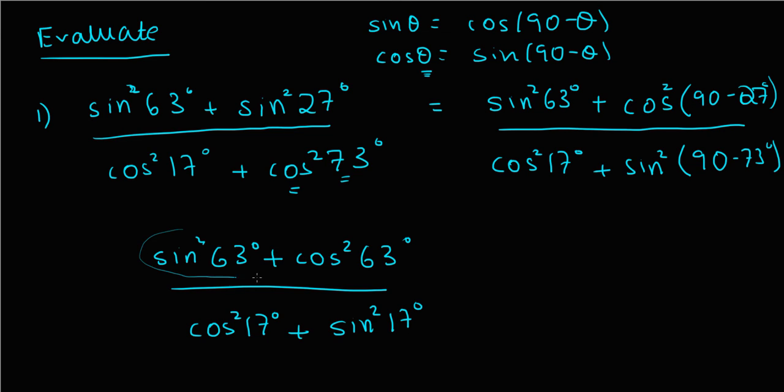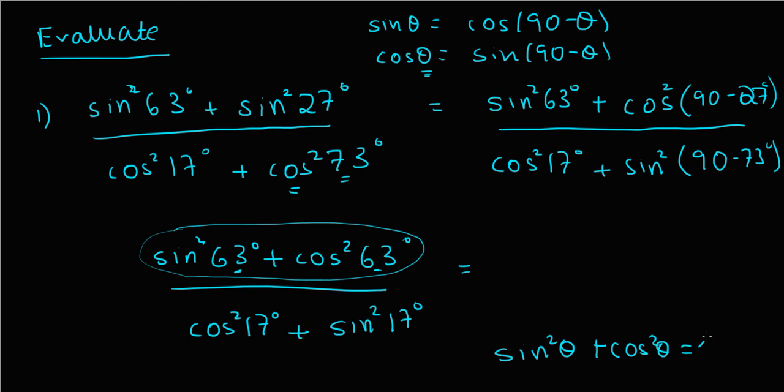Now we know sine square plus cos square is equal to 1. When I'm using the identity sine square theta plus cos square theta equal to 1, this theta has to be the same. So I'm using the identity over here: 63 degrees and 63 degrees. So this is equal to 1. Similarly, I have sine square theta plus cos square theta, where theta over here is 17 degrees. So that is also equal to 1. So hence the answer is 1.